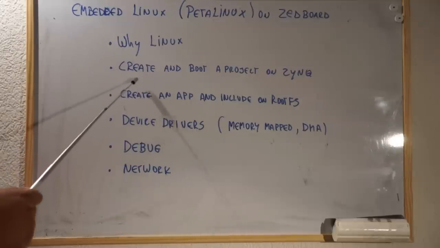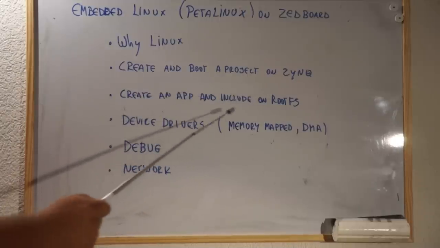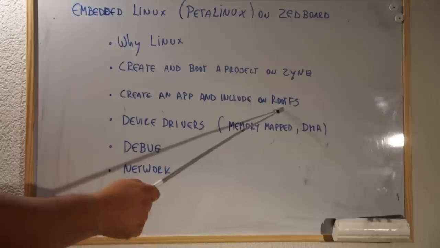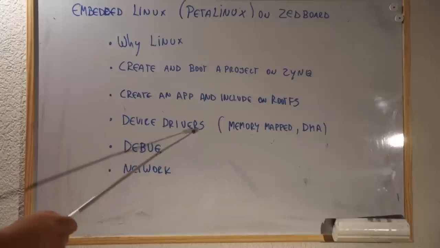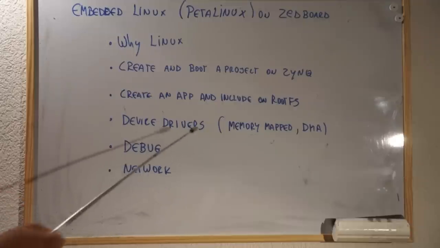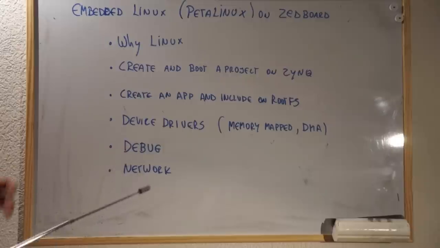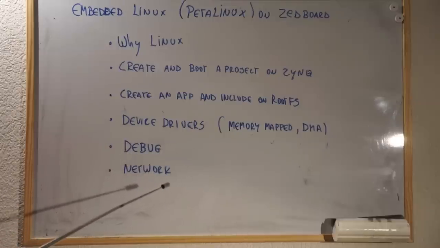Then we're going to learn how to create and boot a project on Zynq, okay? How to create an app and include it on the rootfs. We're going to learn what a rootfs is anyway. Device drivers, okay? So we're going to create some IP cores that are going to be included in our Vivado project, and we're going to create drivers that are going to expose their functionality to the user space, okay? Then we're going to learn, probably not in this order, how to debug in Linux and something about networking.